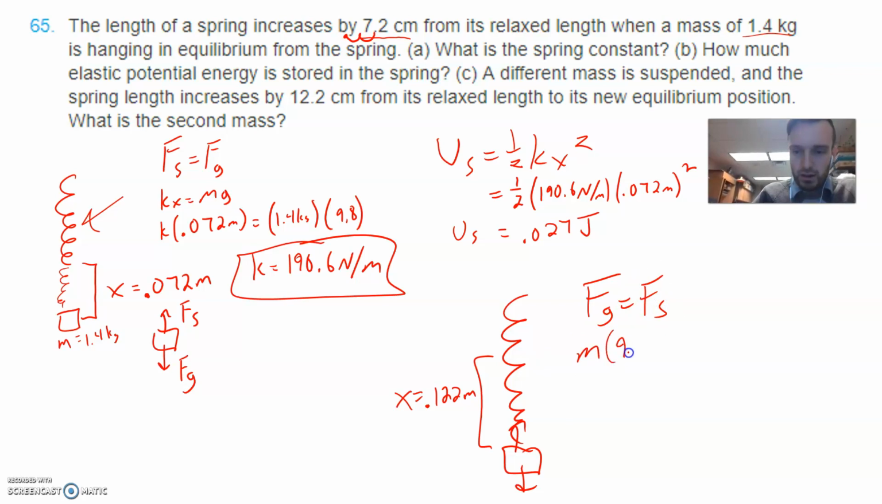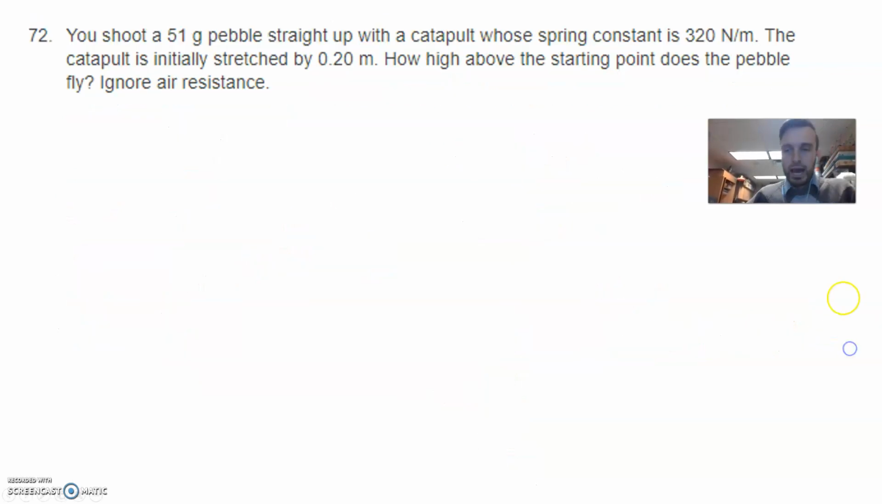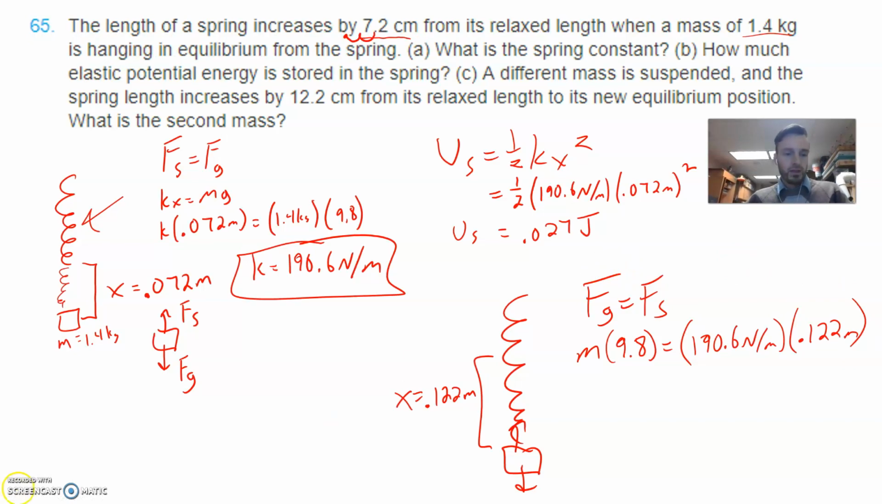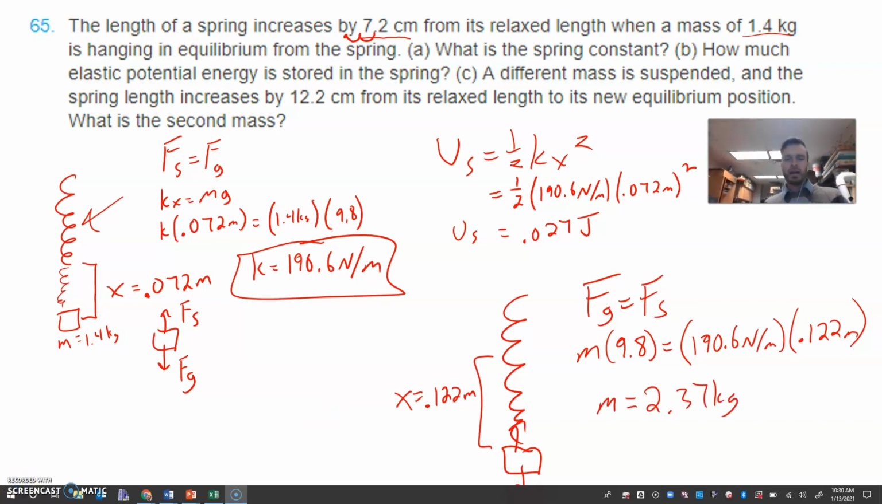And so it says, what's the second mass? That's the unknown thing. Fg equals mg. Fs equals k, which is still the same spring, so that doesn't change. We already calculated what the k was for this spring, times x, which is 0.122 meters. So if you can algebra good, you can get the mass for that one. Let's see what it is. Bam! There it is. Mass is 2.37 kilograms, which makes sense. The spring stretched further, so it has more mass on it now as we compare it to that 1.4 kilograms.